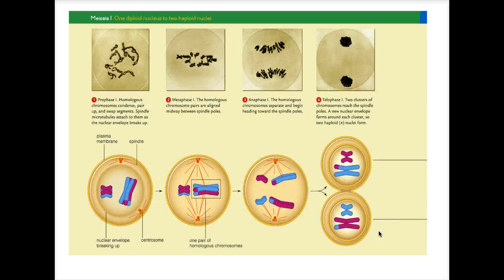So now let's get into a little bit more detail in those phases. This slide is showing you a summary of phases prophase 1, metaphase 1, anaphase 1, and telophase 1. So in essence, a summary of meiosis 1. At the top, we can see actual photographs through microscopy of the genetic material undergoing the different phases of meiosis 1. And at the bottom, we see the artist's rendition of the same process.